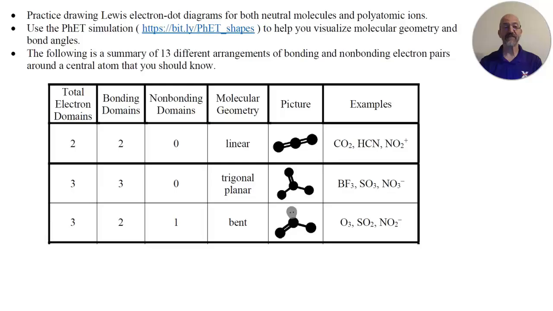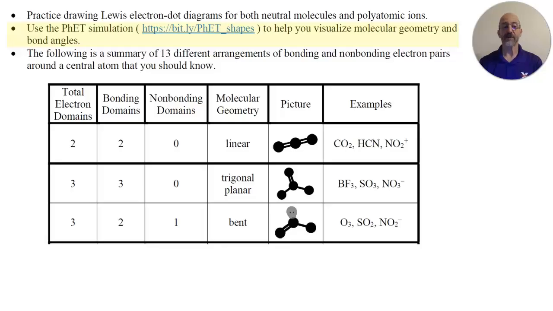All right, my next piece of advice is to practice drawing Lewis electron dot diagrams for both neutral molecules and polyatomic ions. There's a link to the PhET simulation on molecular shapes, and I've also included that in the video description area below this video. The PhET simulation can help you visualize molecular geometry and bond angles for various molecules.